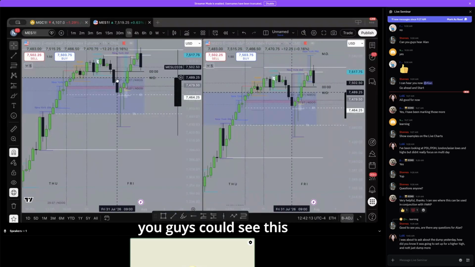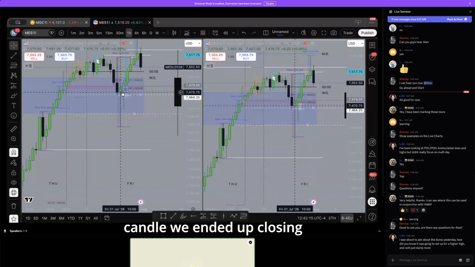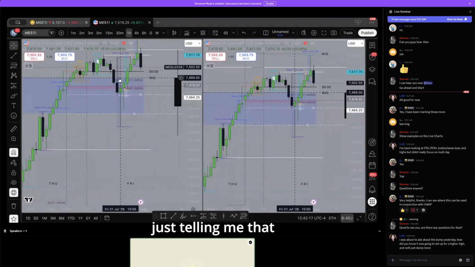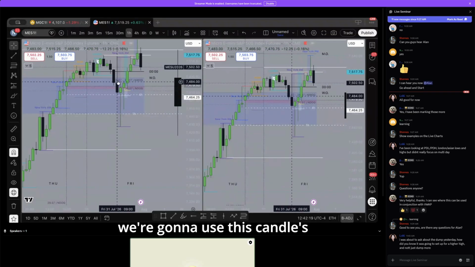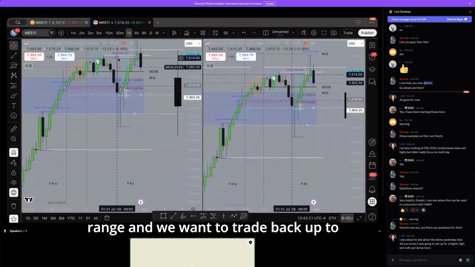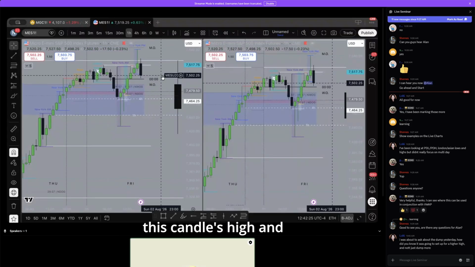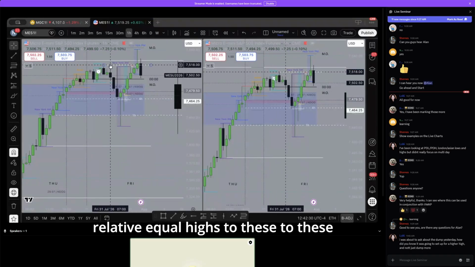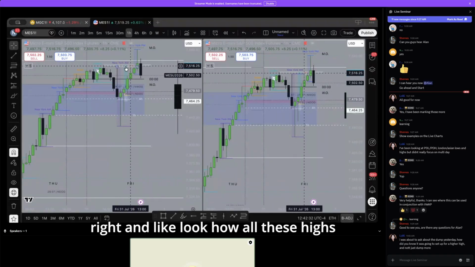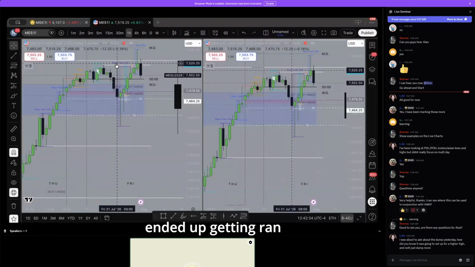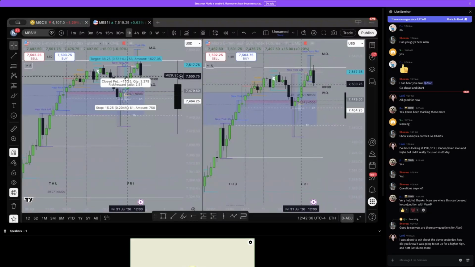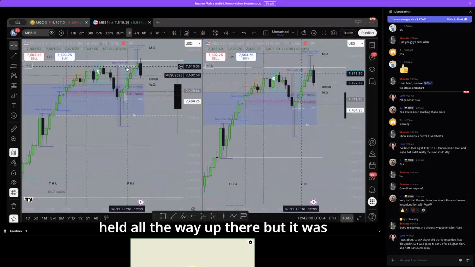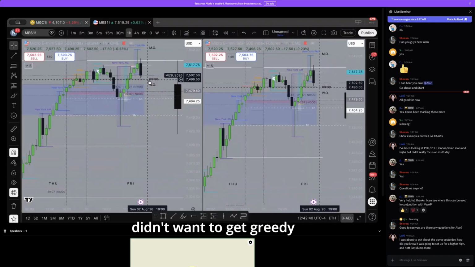And if you guys could see this candle, we ended up closing inside of this previous candle, which was just telling me that we're gonna use this candle's range and we want to trade back up to this candle's high. And that just ended up again being relative equal highs to these, right? And look how all these highs ended up getting ran. I could have, like I said, held all the way up there, but it was later in the session, so I didn't want to get greedy.